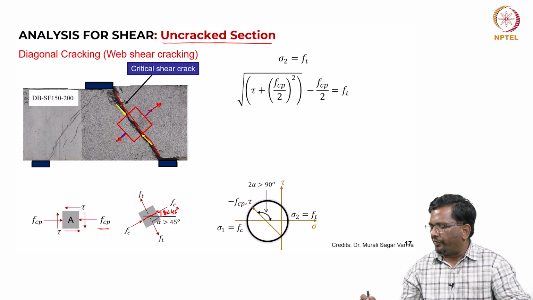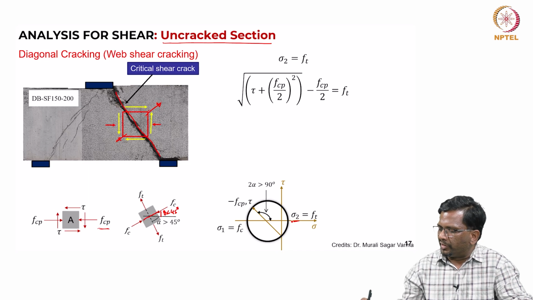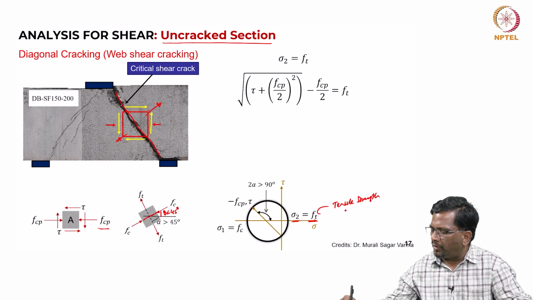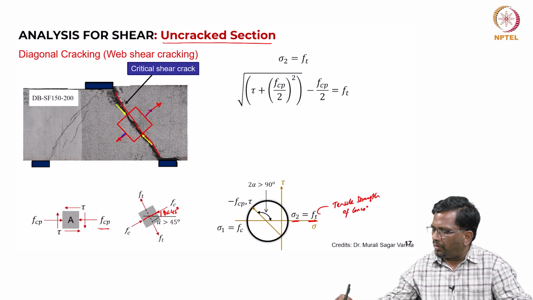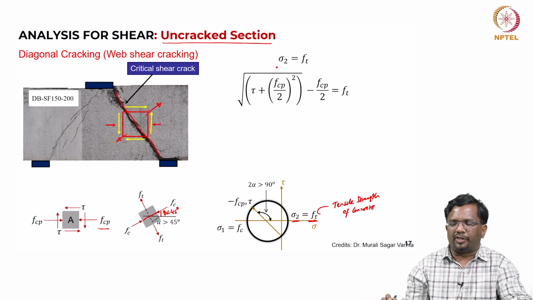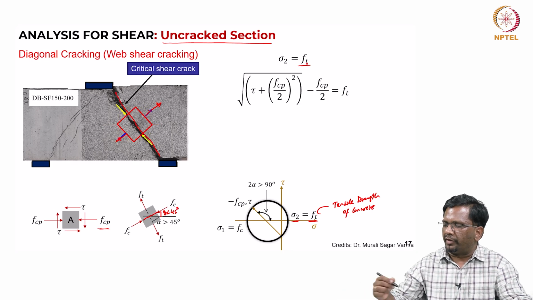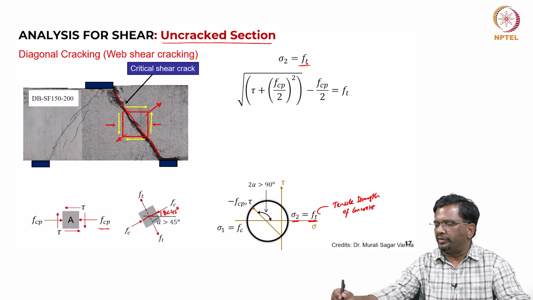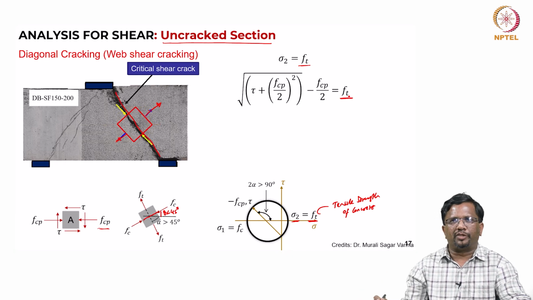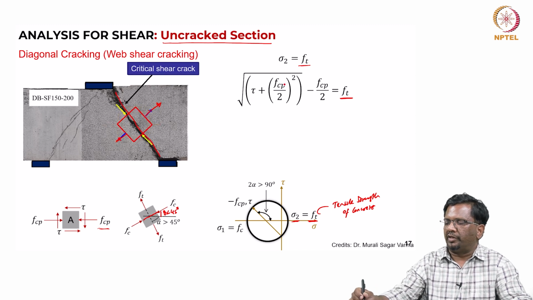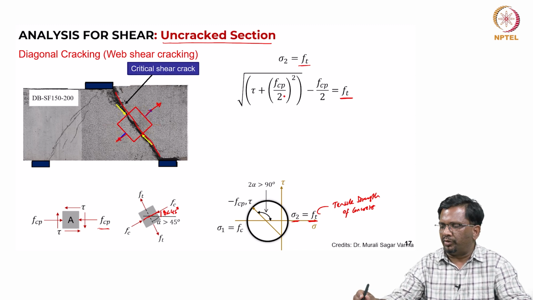And we know that the failure is going to be governed when sigma 2 becomes Ft, which is the tensile strength of concrete. So, when sigma 2, the principal tension, becomes the tensile strength of concrete, it is going to fail. Now, from our Mohr circle, we know the equation for the principal tensile stress, which is tau xy plus fx plus fxy by 2 the whole square, right.